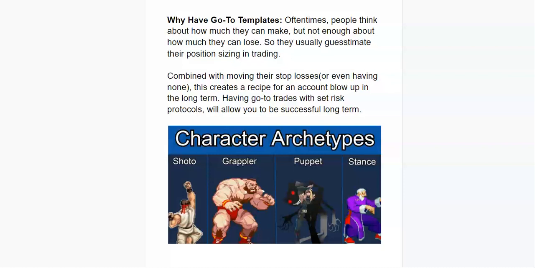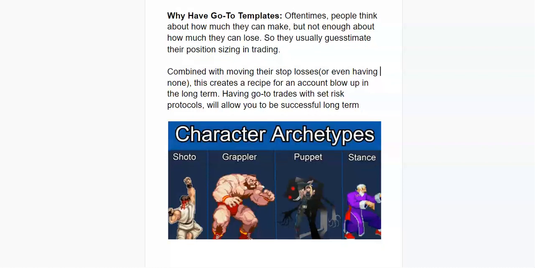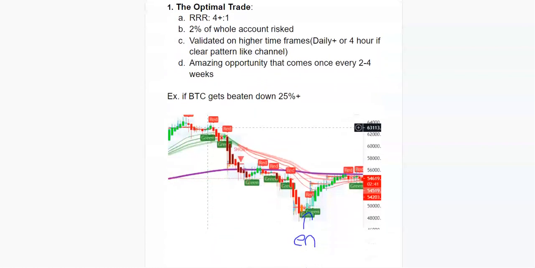So if you're guessing how much you're going to put in a trade, you don't know how much you're going to lose. And even when your idea doesn't work, it hits below your stop loss and you move that stop loss, or you don't even have a stop loss and you blow up your account, this creates a very bad recipe for success long term, which you'll probably lose, as the majority of people do in trading. So let's get into the first one.